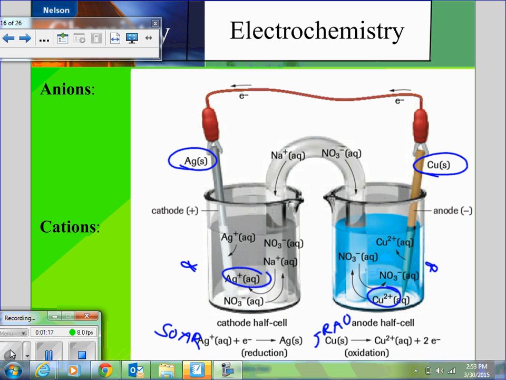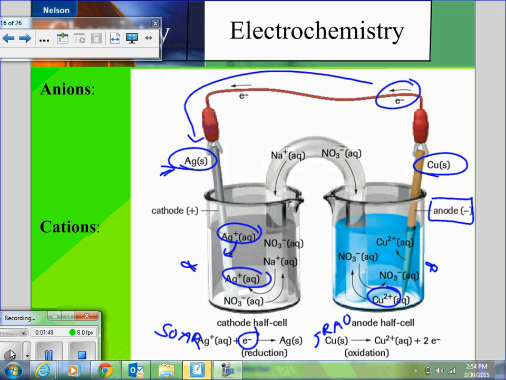In our reduction reaction, we have silver ions being converted to solid silver. So over time, we would expect this solid silver electrode to become larger in mass because we're creating solid silver. These electrons that are being supplied to the reduction reaction are coming from the oxidation reaction, and electrons flow from the anode, the negative anode, to the positive cathode. So here we're providing the electrons for the reduction reaction.